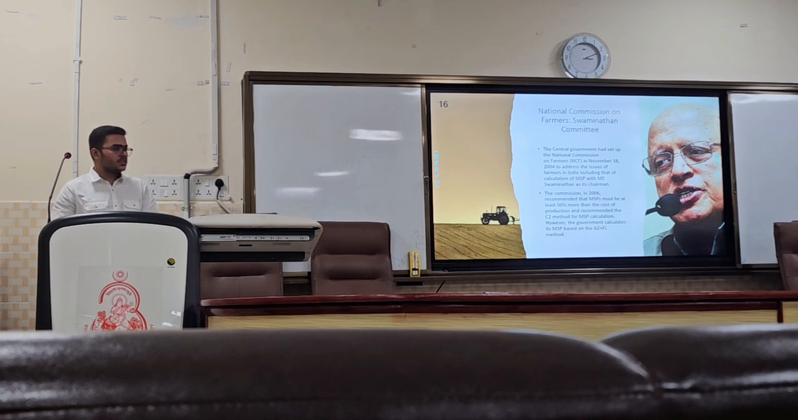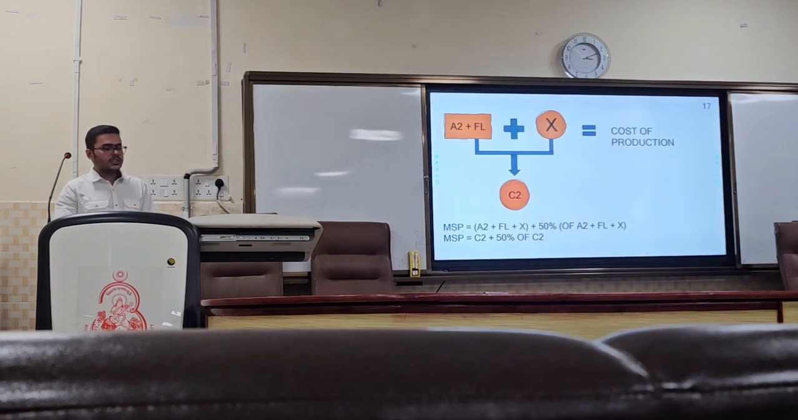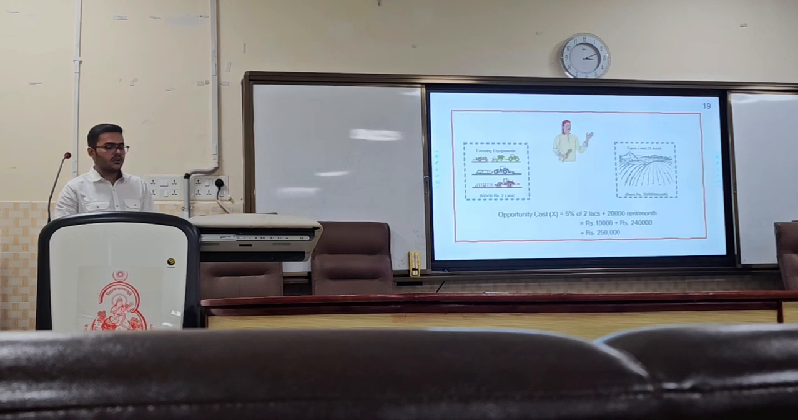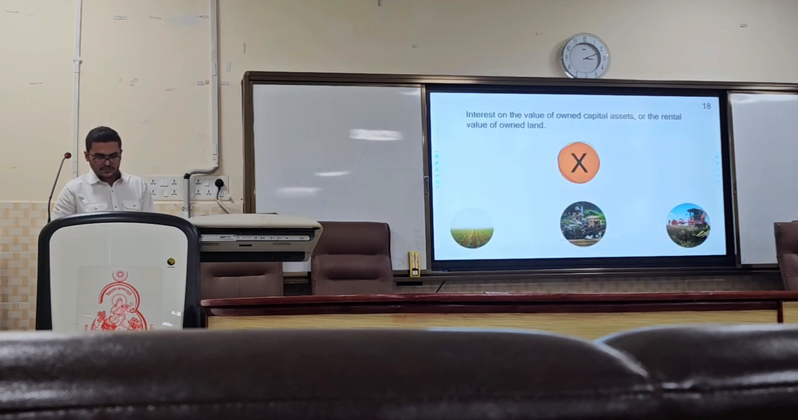So why this C2, and what is C2? C2 is A2 plus FL plus X. Now what is X? It is the interest on the value of own capital assets or the rental value of own land. Let me explain with an example.